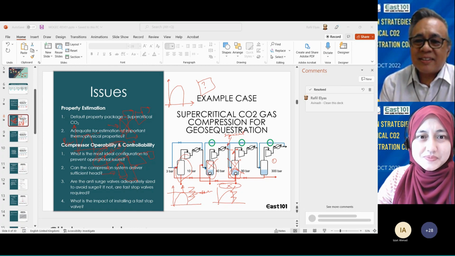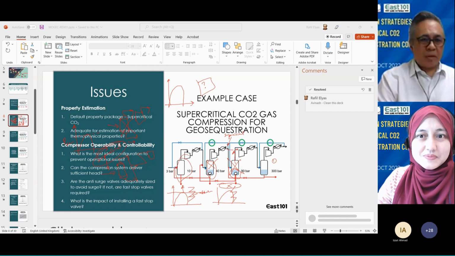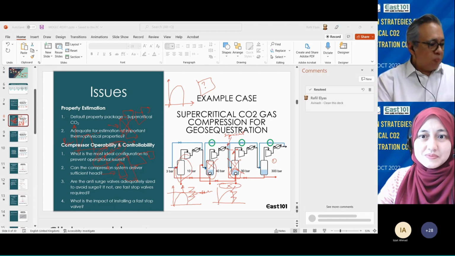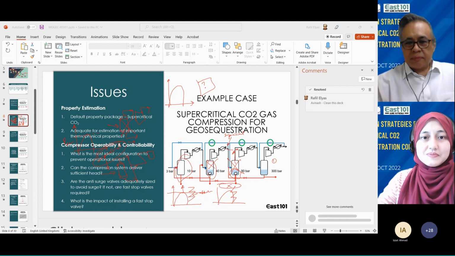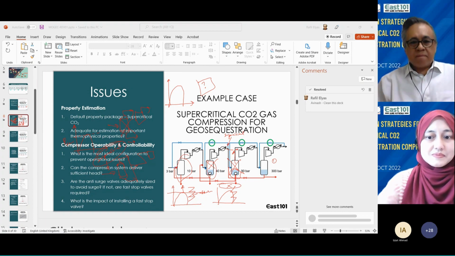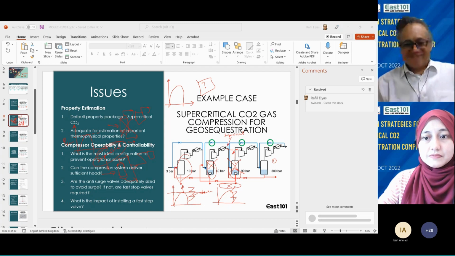Thanks for Mr. Rafil's explanations. I very much agree with you that if we want to change these tuning factors, we have to be very careful, because especially for CO2 in the supercritical region, the property is like a liquid. The density is 800-something kilograms per meter cubed. So you have to be very careful. If we change the tuning factors and the properties, especially the density, becomes very much reduced like a vapor, then it's not correct.